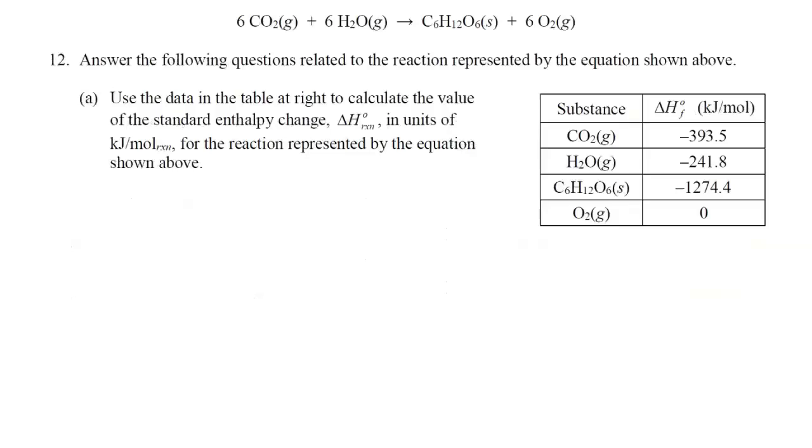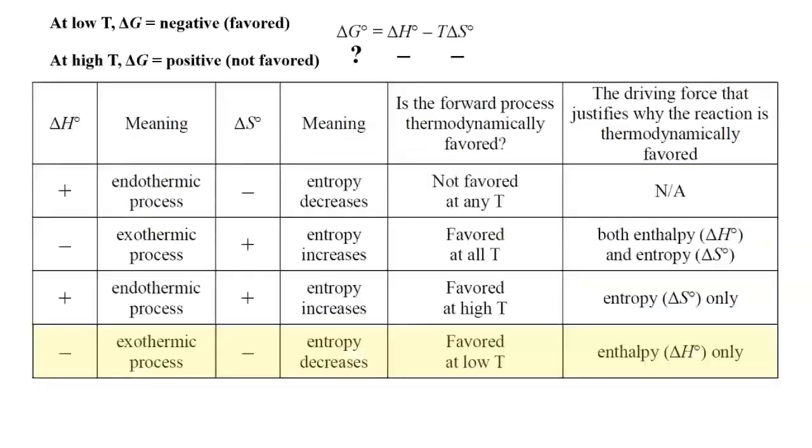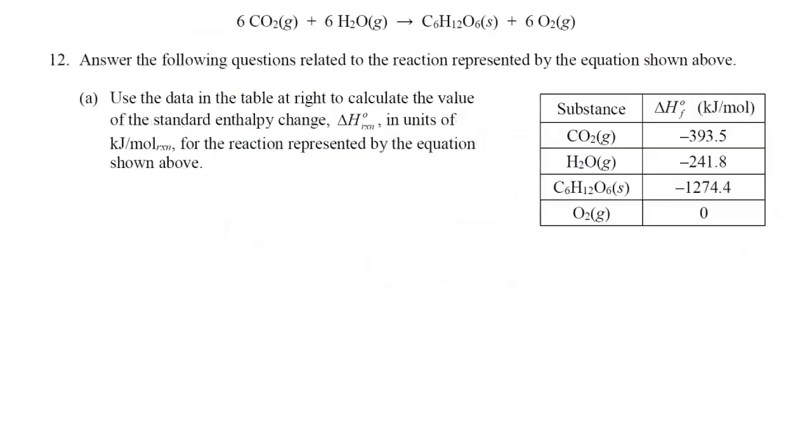All right, we're now going to see examples in questions 12, 13, 14, and 15 in this packet that consider all four of these possibilities. So this is question 12. Question 12 says, answer the following questions related to the reaction represented by the equation shown above. Part A, use the data in the table at right to calculate the value of the standard enthalpy change, delta H, in units of kilojoules per mole of reaction for the reaction represented by the equation shown above.